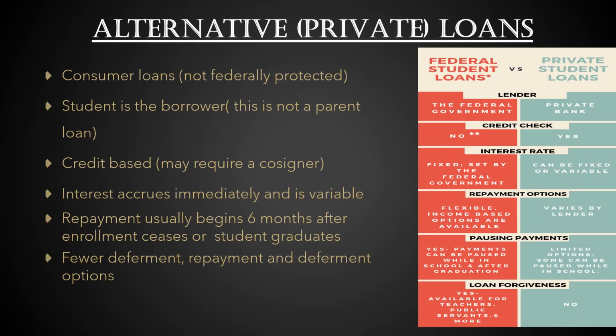Students may require a cosigner. Interest accrues immediately and is at a variable rate. Sometimes it can be fixed, depending upon the lender. Repayment generally begins 6 months after graduation or when the student ceases to be enrolled at least half-time. Sometimes their repayment option can be 9 months after graduation. And there are fewer protections as far as deferment, repayment, and forbearance options.